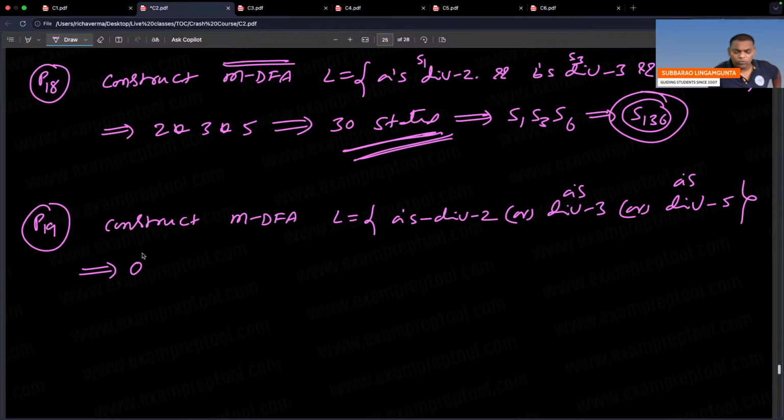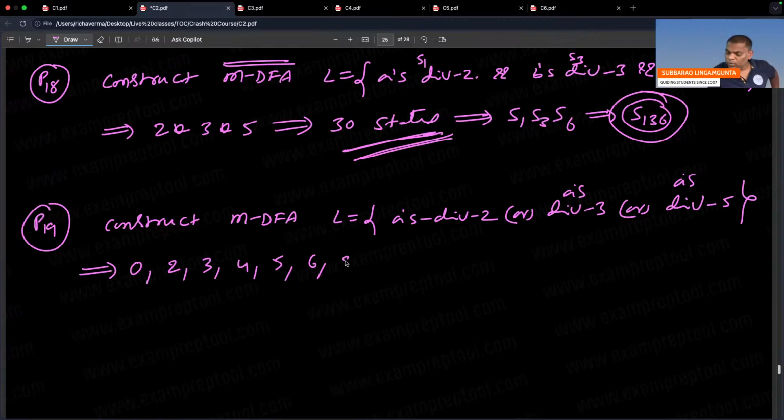0 is divisible by 2. Okay. What about 1? I think no. 1 cannot be divisible by 2 or 3 or 5. 2 is divisible by 2. 3 is divisible by 3. 4 is divisible by 2. 5 is divisible by 5. 6 is divisible by 2 also. Right? 7: if you observe 7, divisible by 2 no, 3 no, 5 no. So 7, leave it.